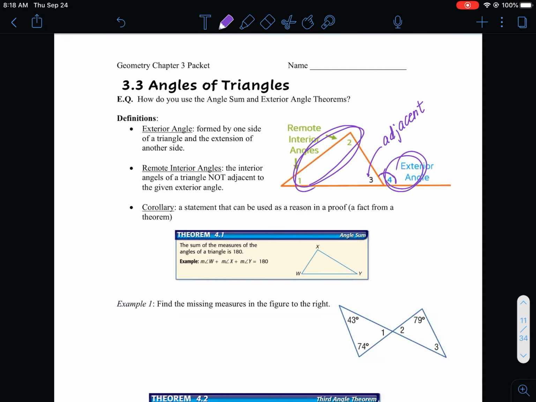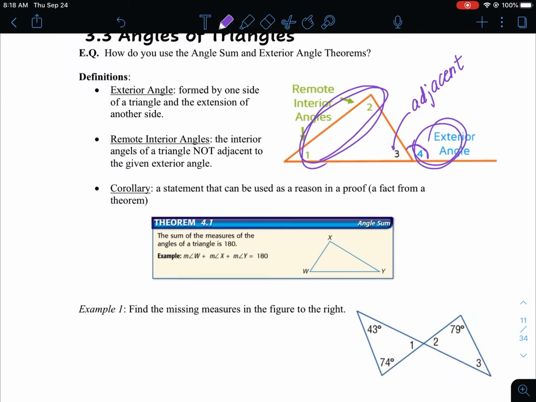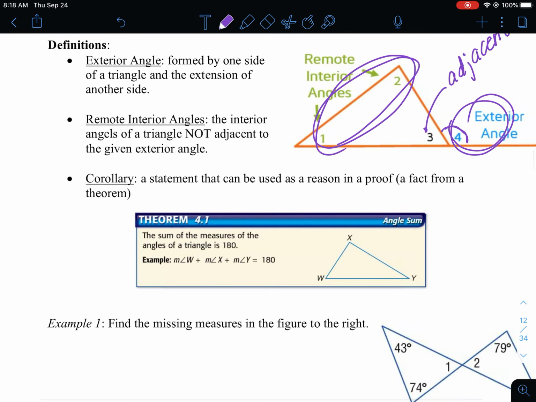And finally, because we have a couple corollaries today, a corollary is just a statement that can be used as a reason in a proof. So it's sort of like a fact from a theorem. So let's take a look at the angle sum theorem. We did discuss this just very briefly in section 3.2, but what the angle sum theorem says is that the sum of the measures of the angles of a triangle is 180 degrees. So no matter what shape the triangle is, what kind of triangle it is, if you add all three angles, it will always add up to 180 degrees.